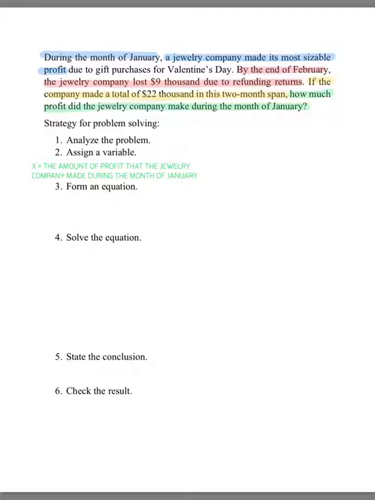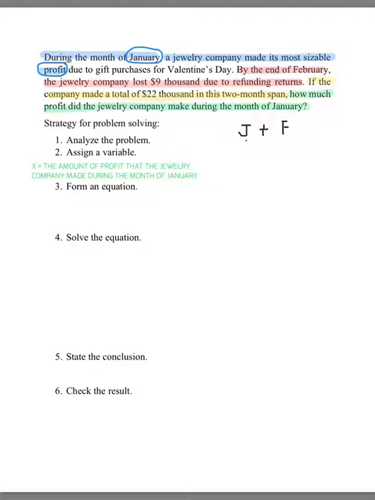And then we're being asked a question. So let's actually talk about this. Ideally what we have is the month of January, which I'm going to abbreviate with J. And then we add to that February. What I mean by this is that the letter J represents the amount of money made in January. In this case, we know it was a profit.